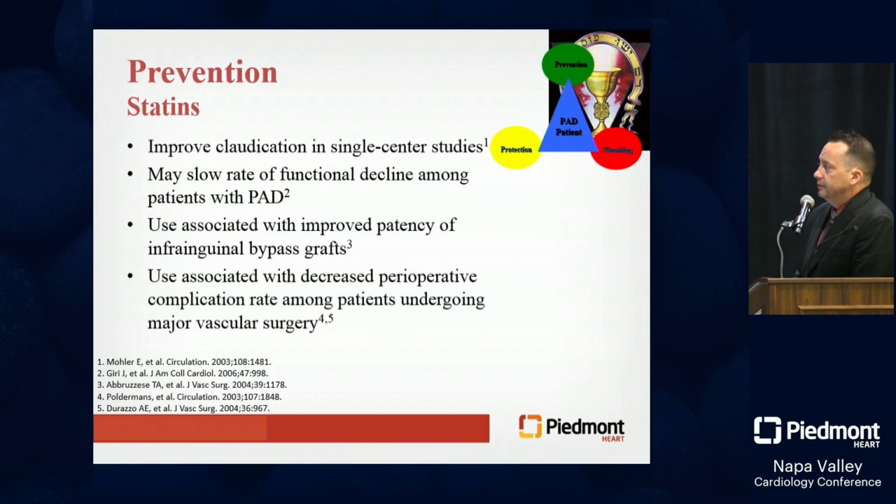If you look at statins, this is what we do. They basically improve claudication in single-center trials. This has been the holy grail. They actually slow the rate of functional decline in patients with PAD. Interestingly enough, if you talk about pleiotropic effects, statins do improve patency of infrainguinal bypass grafts. Don't ask me how. They also decrease your risk of perioperative complications in patients undergoing vascular surgery.